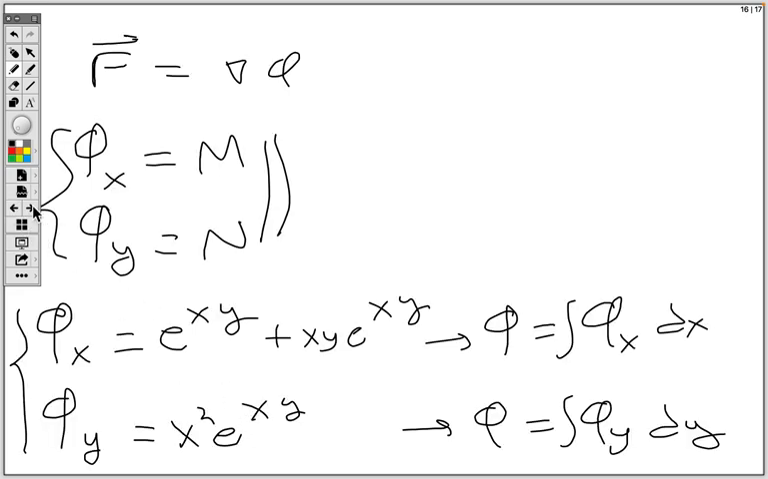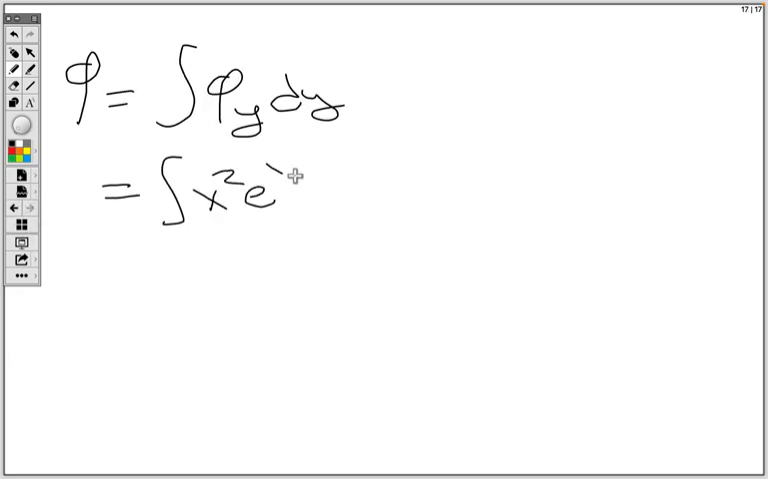So phi y is x squared e to the xy dy. And as far as y is concerned, x squared is just a what? Constant. So this would end up giving me x e to the xy plus a constant.